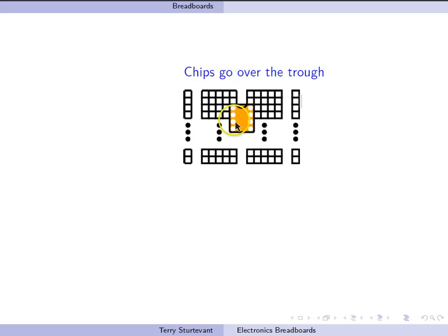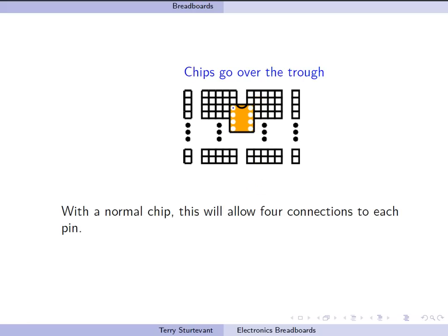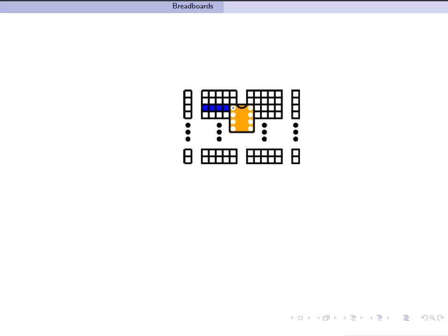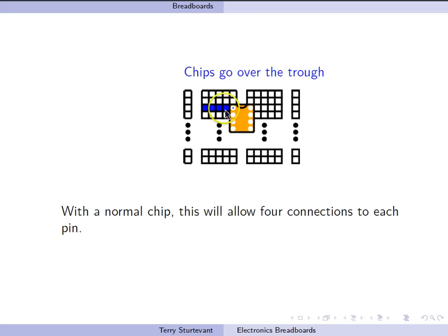Chips are usually placed over the trough so that one line of pins is on one side of the trough and the other line of pins is on the other side of the trough. So this means that four connections can be made to each pin on a chip. So for instance, each of these four holes allows a connection to this pin of the chip, which is in the fifth hole.